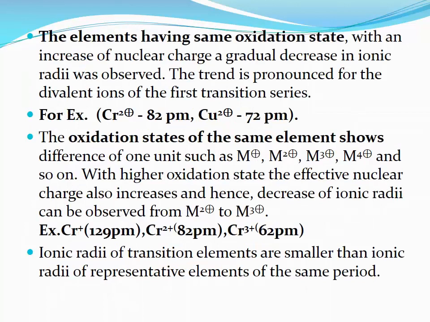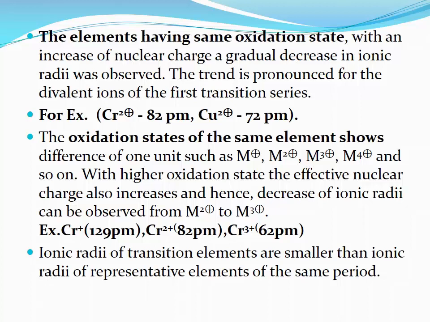Now we are going to compare the ionic radii of elements having the same oxidation state. For example, Cr2+ ion and Cu2+ ion. Ionic radius of Cr2+ ion is 82 pm. That of Cu2+ ion is 72 pm. From Cr2+ ion to Cu2+ ion, there is gradual increase in nuclear charge, and thus ionic radii also gradually decrease from Cr2+ ion to Cu2+ ion in the first transition series.